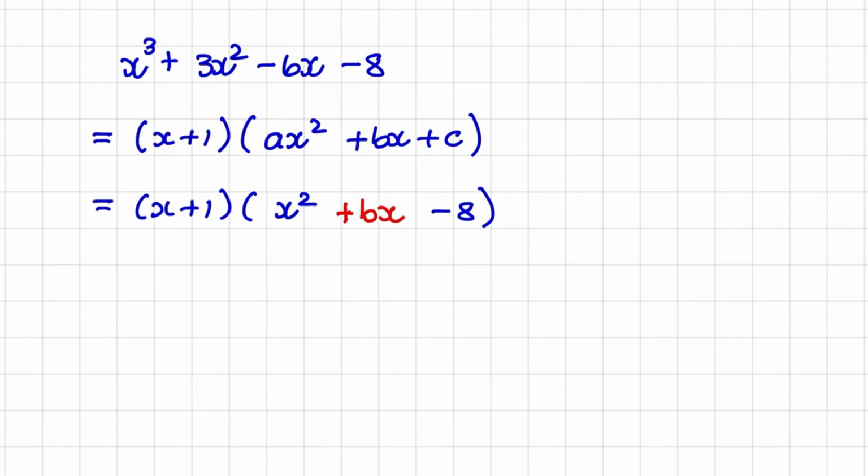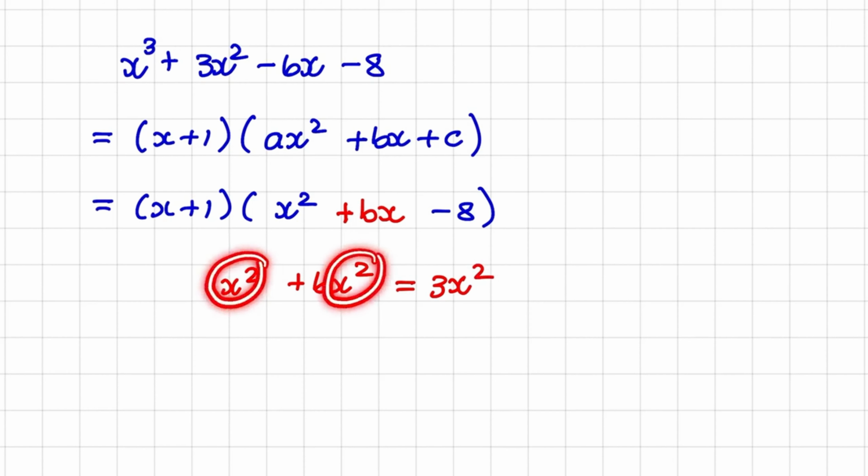And for bx, I would use the whole bracket with the first two terms in the second bracket to create 3x squared. Because 1 times x squared would be 1x squared. And x times bx would be plus bx squared. And that must be equal to 3x squared. So I'm creating terms that are all x squared.